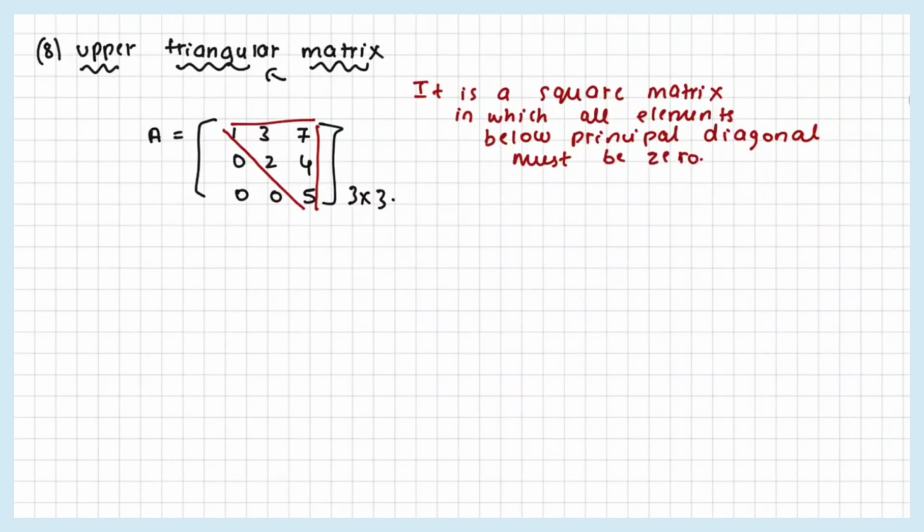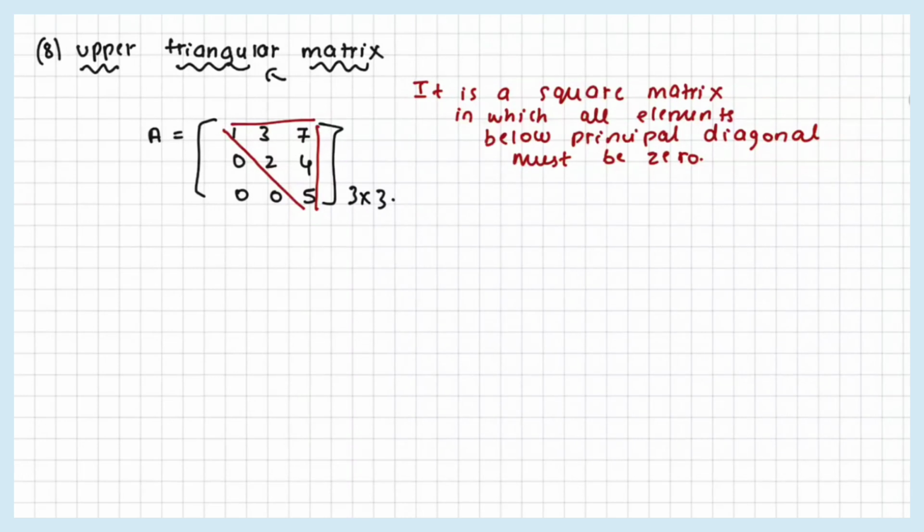So did you understand? Upper means you have to draw a triangle in the upper part, and below it should have 0. So the elements below must be 0. In the upper part you'll be having a triangle kind of thing, which should have non-zero elements. Okay, so this is called an upper triangular matrix.